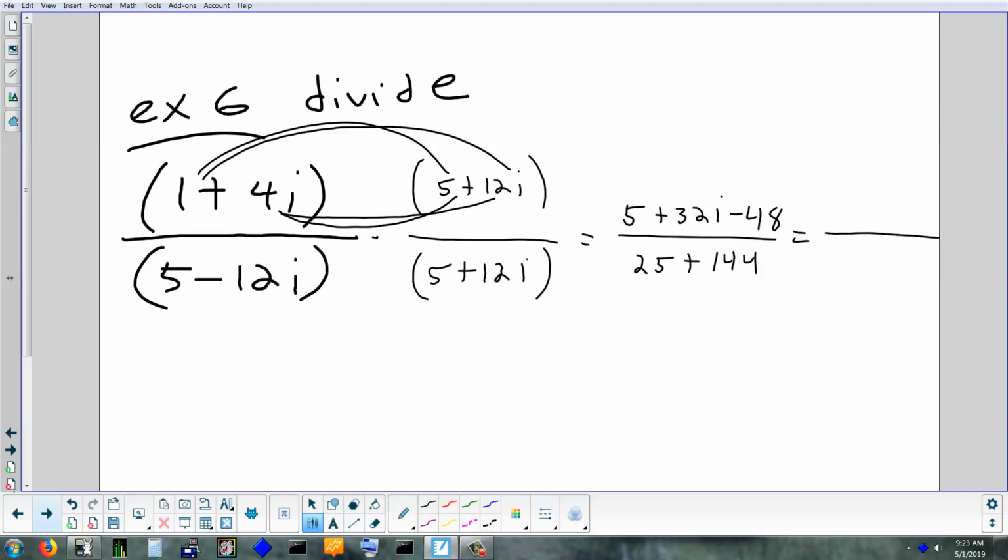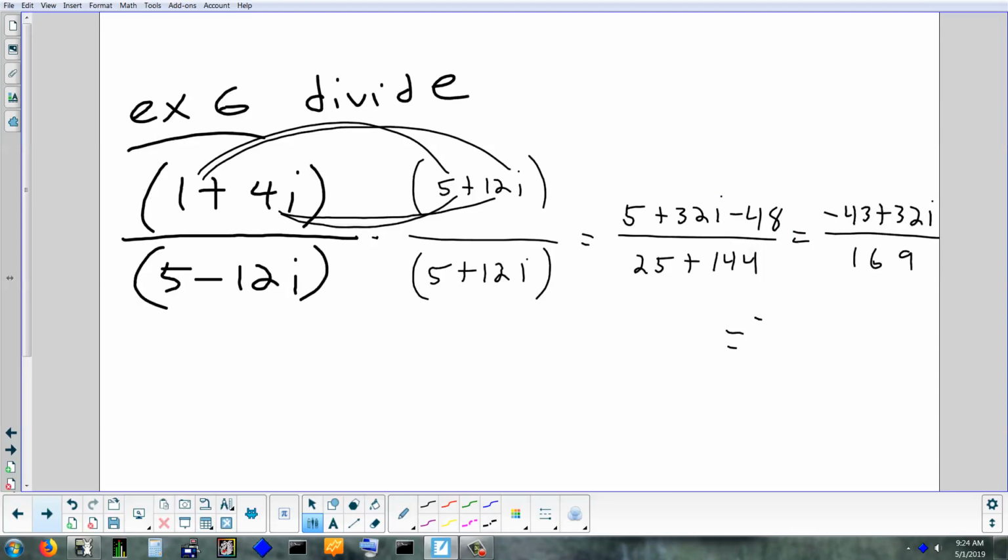Alright, so in the bottom, you're going to get 169. When you add those up, in the top, 5 and negative 48 are your like terms. What's 5 minus 48? Negative 43. Negative 43 plus 32i. Now, is that standard form? What do you think, Aiden? No, that's not how I would want it written. It's not standard form. Can you tell me, Aiden, what I would be looking for?